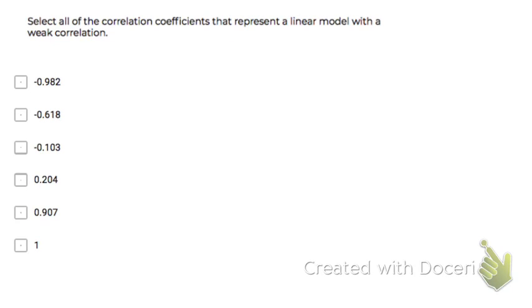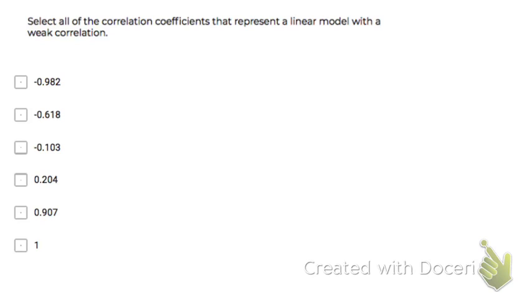Here it says select all of the correlation coefficients that represent a linear model with weak correlation. You want to make sure that you don't make the mistake of seeing weak and thinking that means small, and perhaps thinking maybe I should just pick the smallest numbers, these negative numbers. That is not the case. Let me briefly go over correlation coefficient with you.